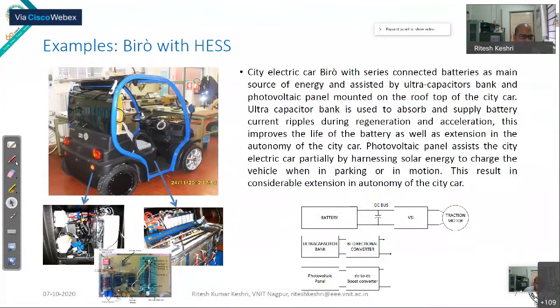Now, you can see here that this is the hybrid energy storage system. What I am telling you: here battery, ultra capacitor, and photovoltaic panel, all three sources are there. You cannot send the energy back to the photovoltaic panel, so you use a unidirectional DC to DC boost converter. And for the ultra capacitor we use a bidirectional one, because whenever acceleration is needed, you can supply the energy to the motor, and whenever you are doing regeneration, you can send the energy back to the ultra capacitor.